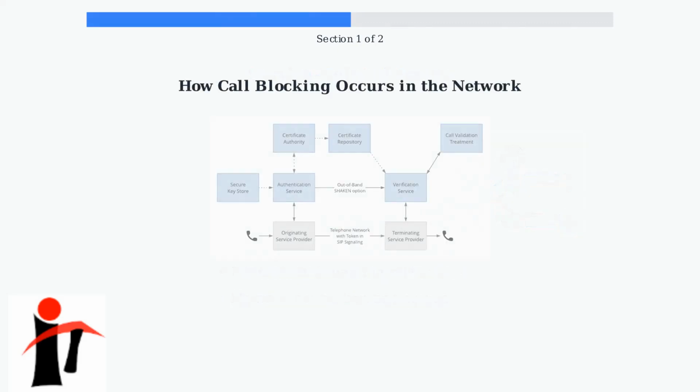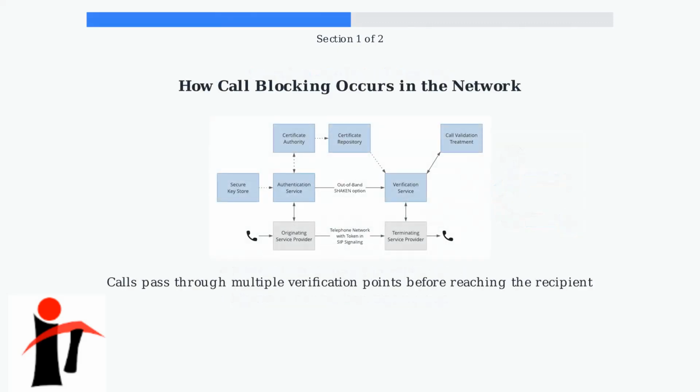Understanding the technical flow helps explain why calls get blocked. When you make a call, it passes through multiple verification points, including the originating service provider, authentication services, and the terminating service provider before reaching the recipient. Each point can potentially block the call based on various criteria.